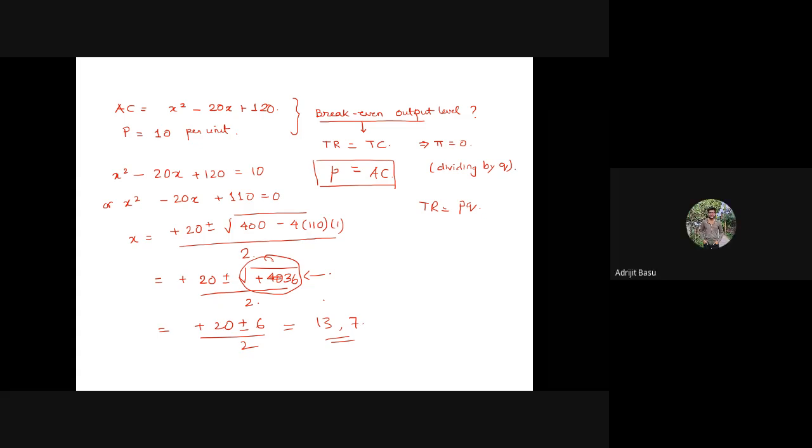And why are two values coming, sir? For the break-even output level, there should be one, but why two? The equation is quadratic. Yes, sir. If the cost function is like this and price is this, you will get two break-even points. Okay, sir. Okay, got it.